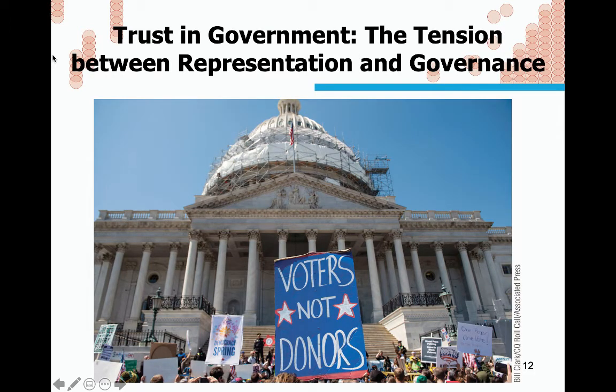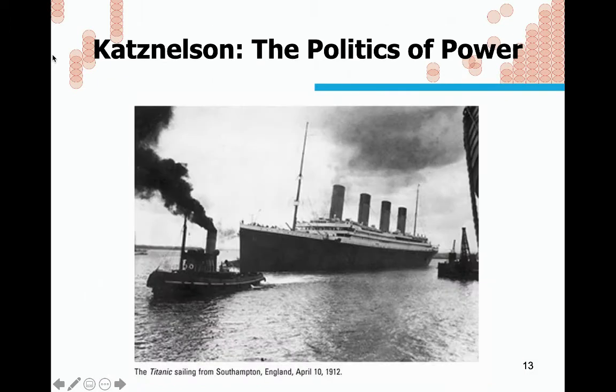But then there's a whole other thing to think about, and this is where Katz-Nielsen comes in. This photo does come from page 12 of the 16th edition of the Lowy textbook, the new edition, and there's a brief section on this tension between representation and governments. And the second point that Lowy makes in this section has to do with moneyed interest, right? As you see here, voters, not donors. And I personally think one of the problems with the United States political system is the role of money in it, right? I mean, you can literally buy influence in this democratic system of ours.